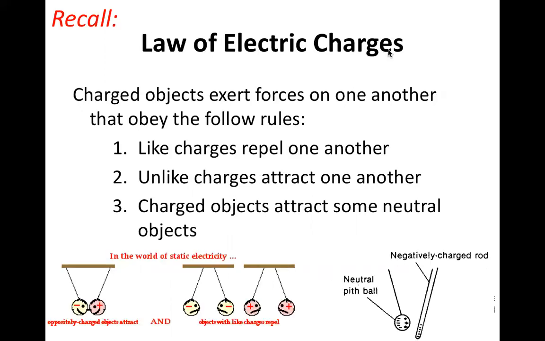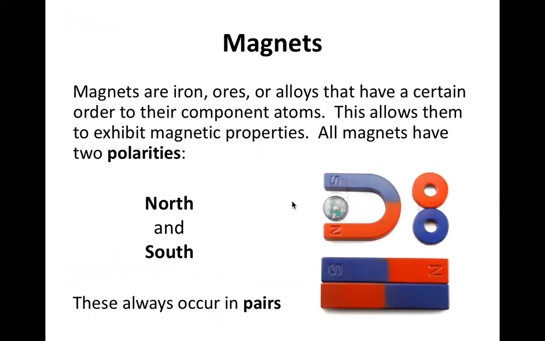We also talked about in electric charges in that section that charged objects exert forces on one another that obey the following rules called the laws of electric charges. These 3 laws state that like charges repel one another, unlike charges attract one another, and that charged objects attract some neutral objects, which was recapped from grade 9 static electricity.